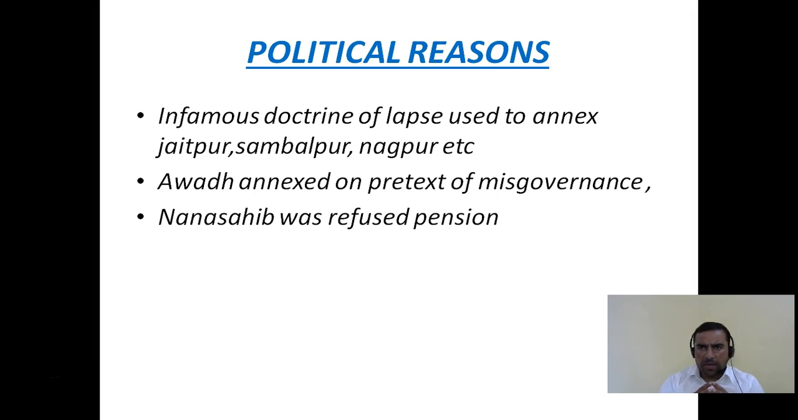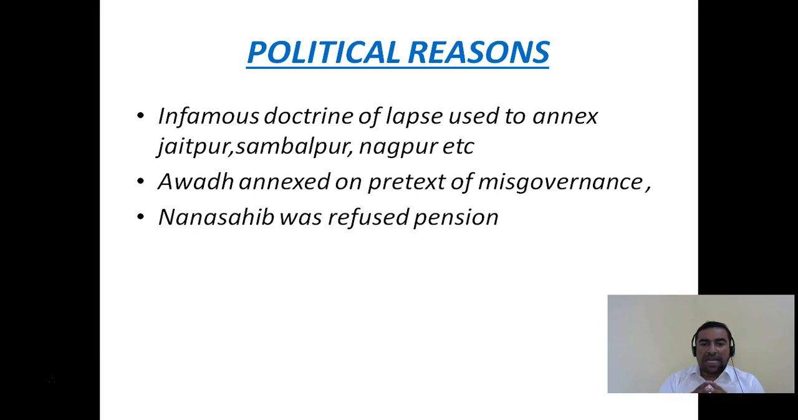What was the doctrine of lapse? It was Dalhousie's doctrine. As per this doctrine, the princely states under the paramountcy of the British, what if the kings left no male heir, or it was claimed that the king is not efficient enough to carry on the administration? So the British would, on these excuses, annex the territories. So it became a political reason, and the people whose territories were annexed were unhappy with the British.